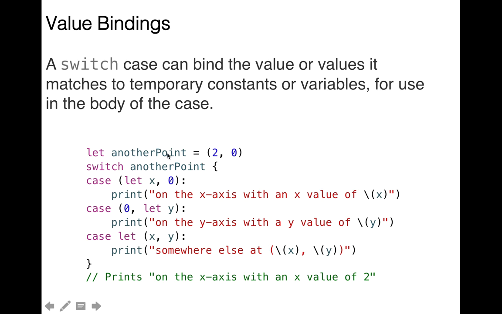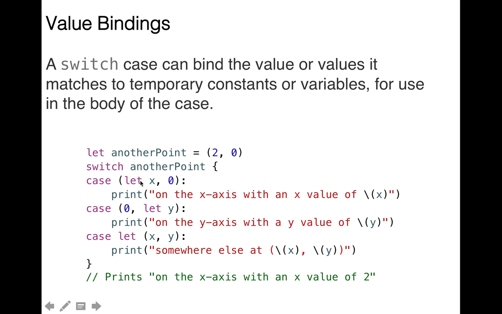In fact, the switch can also bind the values matched to some temporary constants or variables. Let's see this example, and you will understand what it means. For example, let any point equal to (2, 0). That's a point. So switch any point, case (let x, 0). In this case, that means the second one is 0. The first one can be anything.